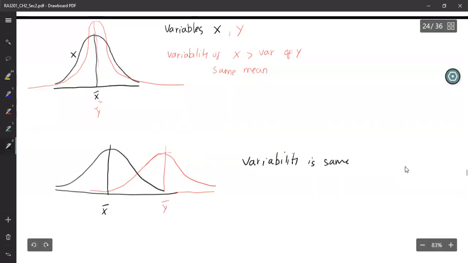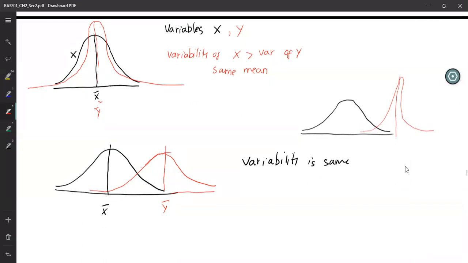And there can be some distributions. Here's X. And there's Y. What do you see here? For Y, the mean is larger than X and the variability is also smaller. Very small variability. On the other hand, X has higher variability and the mean is smaller. So that is how you can explain the variation of a data set.